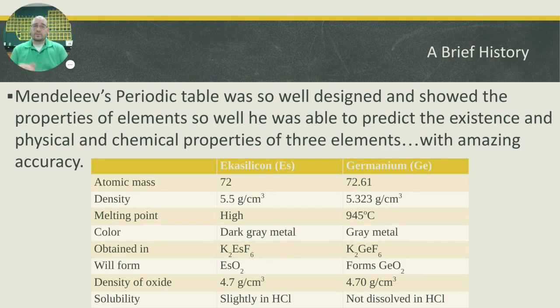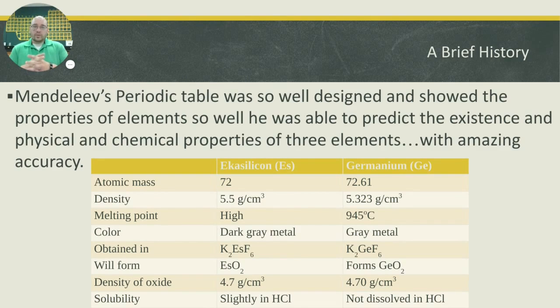Now, if you look at the table right next to it, you'll notice that germanium is the element that he was predicting. That's what we call it now. We now call it germanium. But the actual mass of germanium is 72.61. Its melting point is 945 degrees Celsius. That's pretty high. It's a gray metal. It's found in a potassium fluoride compound. It forms what's known as germanium oxide. All right, it's got a density of 4.7, and it does not dissolve in hydrochloric acid at all.